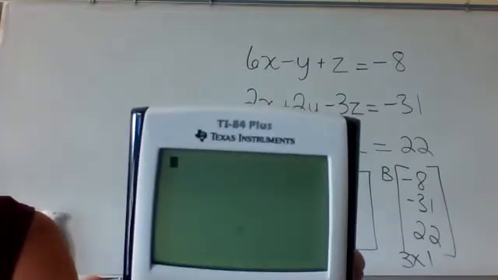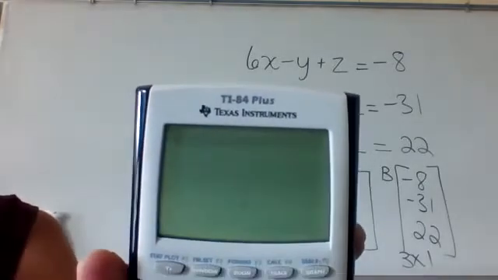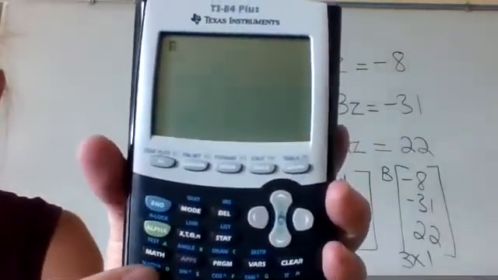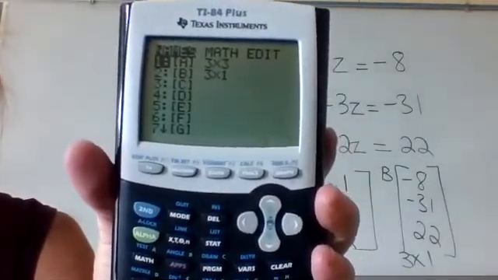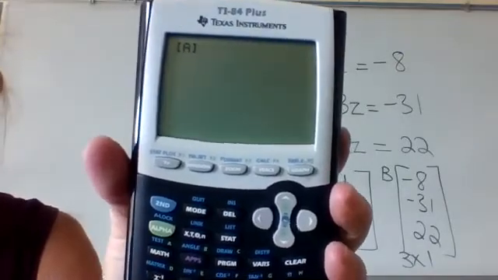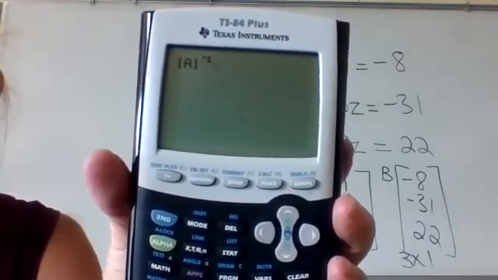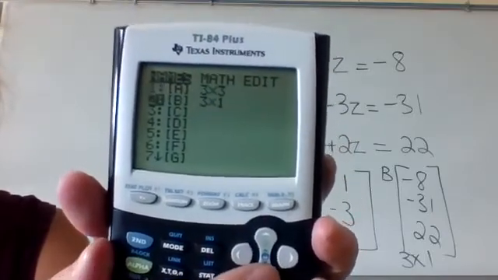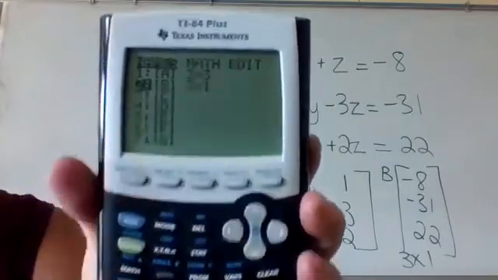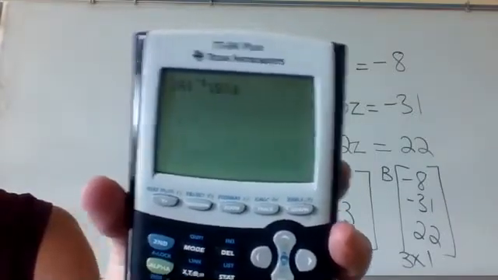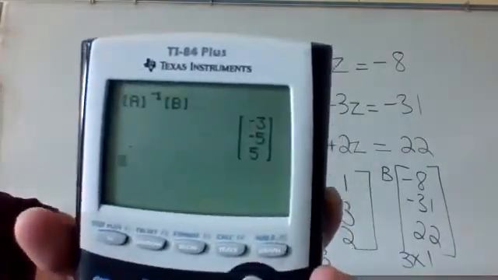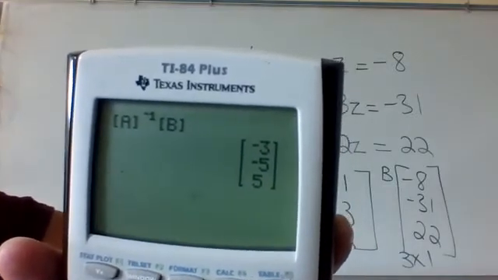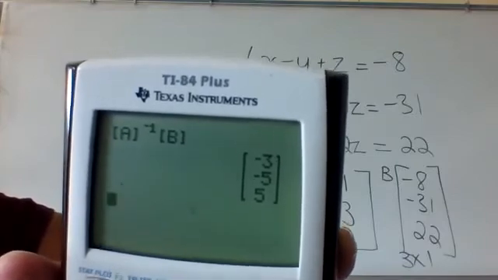So now you want to do the matrix A to the -1, matrix B. So second matrix A, so it's already there. Hit your X to the -1 button. And then second matrix, make sure you go down to get to matrix B and hit enter and hit enter again. So there's your X, Y, and Z. -3, -5, +5.